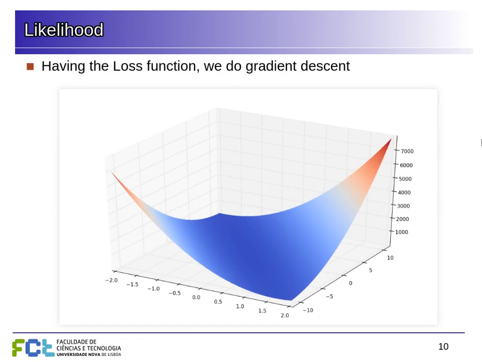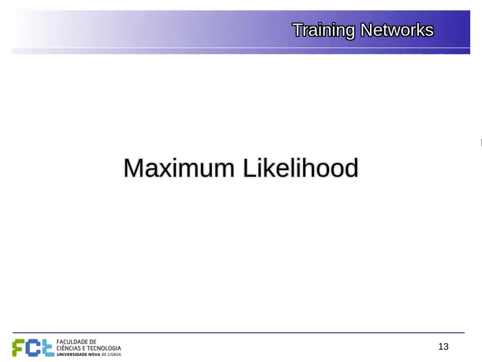Now, once we have this, we can do the gradient descent thing. So we have this loss function. We start at one point, we compute the gradients, we slide down the function, and we do this repeatedly until we get the minimum value. So, how can we generalize this for other problems that are not just regression?